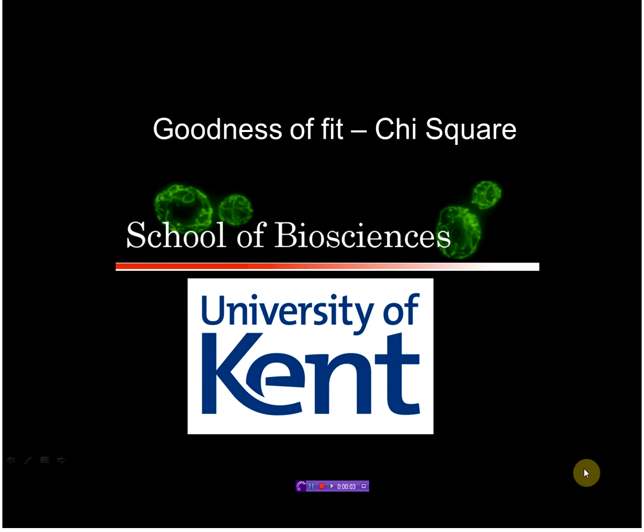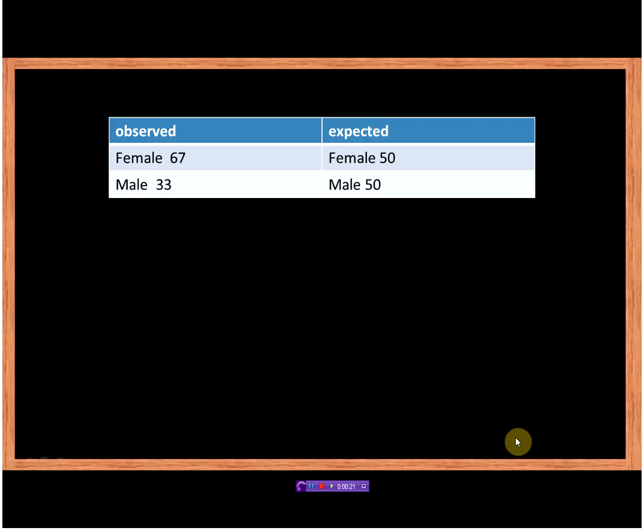Hello everybody, my name is Peter Klapper from the School of Biosciences at the University of Kent, and in this video clip I want to show you how we can use an online resource to calculate the goodness of fit with a chi-square test.